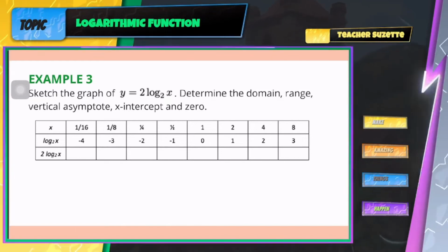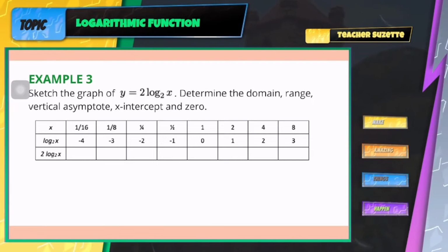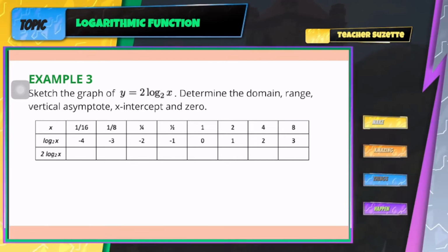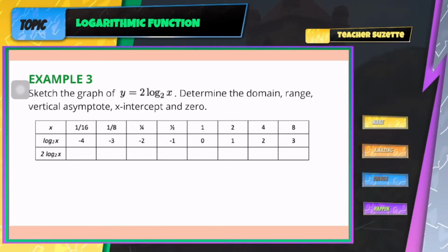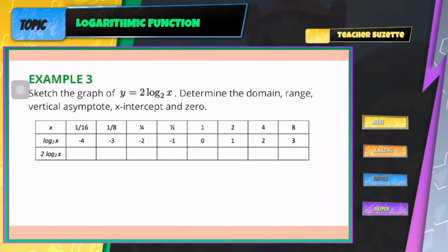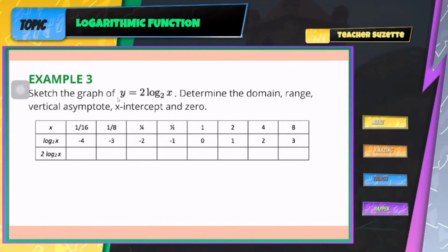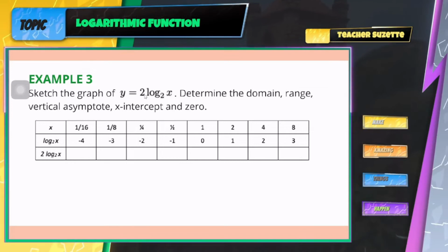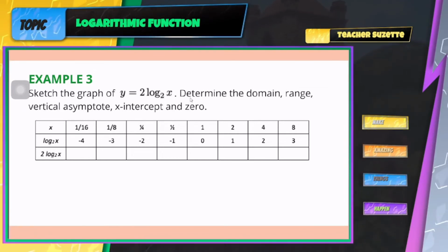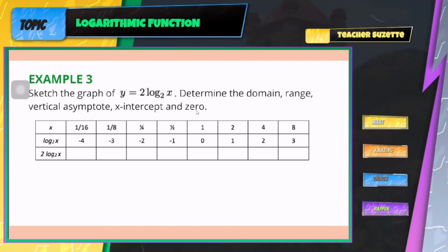Hi class, let's have more examples regarding logarithmic functions, but this time, let's have these following examples to illustrate the graphs of transformation of a logarithmic function. Now, let's have this example. What we're going to do is sketch the graph of y is equal to 2 logarithm of x base 2. So, determine na rin po natin yung domain, range, vertical asymptote, x-intercept, and zero of the graph.